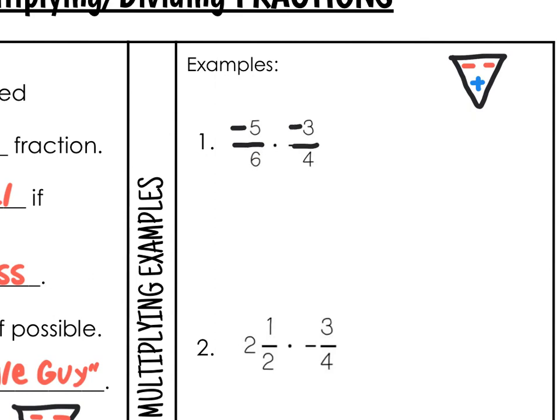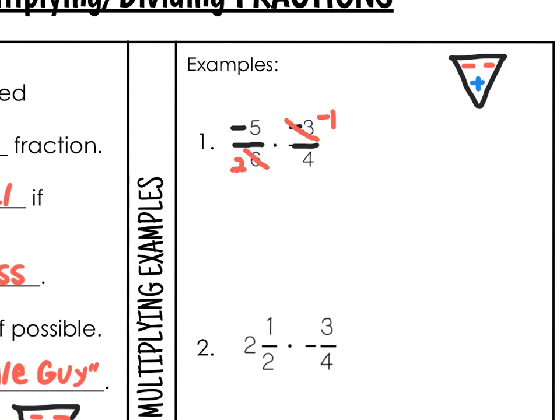Okay, so now there are no mixed numbers, so I can go to step number 2, which is cross cancel if possible. And the negative 5 and the 4 cannot be cross canceled, but the negative 3 and the 6 can. These two are both divisible by 3. So we're going to divide negative 3 by 3, and it's going to become a negative 1. So it stays negative. And then we're going to divide a 6 by 3, and it's going to become a positive 2.